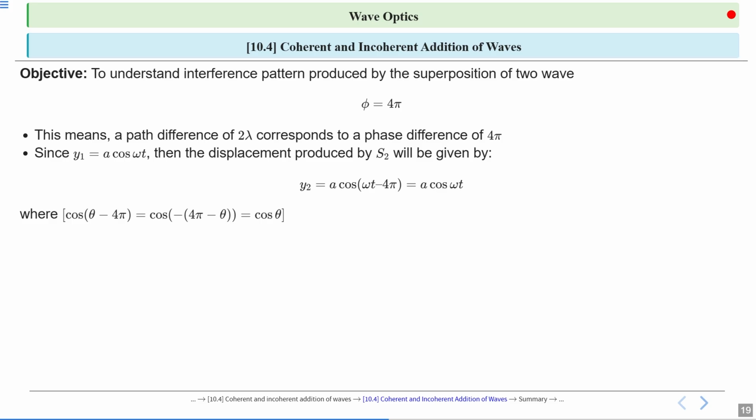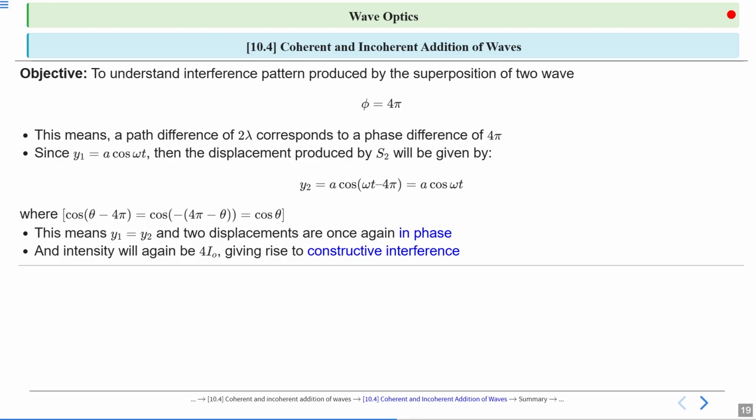That's why cos omega t minus 4 pi will be equal to cos minus in bracket 4 pi minus omega t, which is equal to cos 4 pi minus omega t. So it will be equal to cos omega t. That's why a cos omega t minus 4 pi equals a cos omega t. Okay, this means y1 equal to y2, and the two displacements are once again in phase. And intensity will again be 4I naught, giving rise to constructive interference.